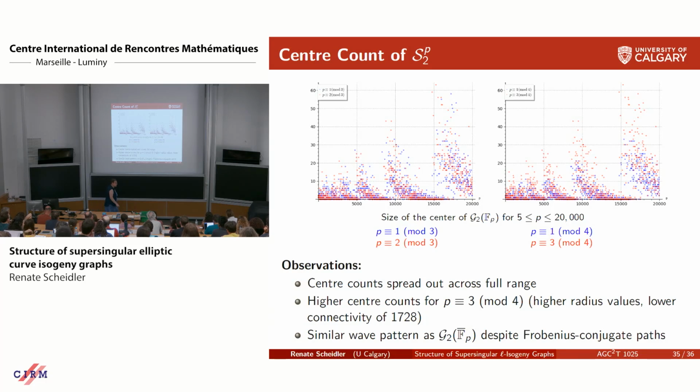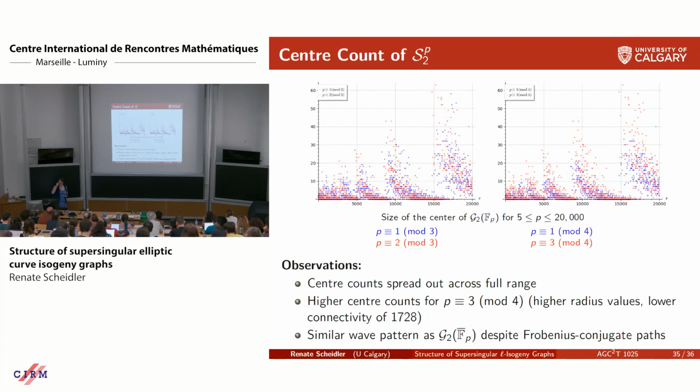So what we observed is, first of all, even when you limit to the FP graph, the center counts spread over the entire range. So they're not somehow smaller or something like that. They still fill out these waves, but you definitely get higher center counts for P congruent to 3 modulo 4. And this is to be expected because, first of all, the radius values are bigger for that case, especially for like 7 mod 8. You also have connectivity of 1728, which in this case is supersingular, plays a role, but this is really, again, exactly as it should be, exactly as you expect.